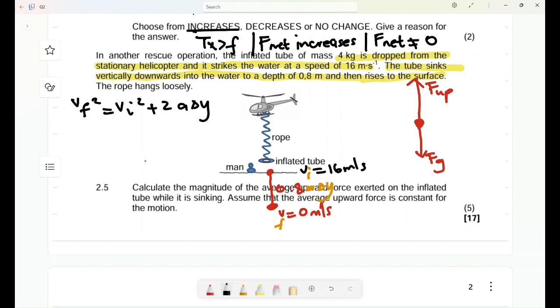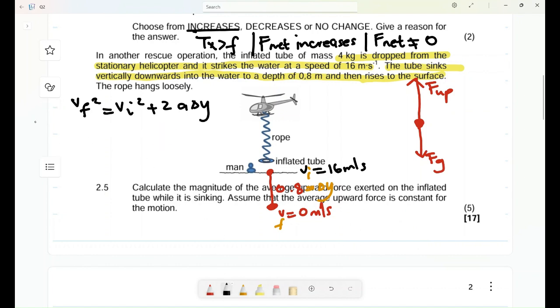Okay. And now take note that they said assume the average upward force is constant. So it means its acceleration is constant. Remember this formula, you only use it when the acceleration is constant. So if the force is constant, remember force is directly proportional to acceleration. If the force is constant, acceleration is constant. If the acceleration is not constant, you cannot use this formula.